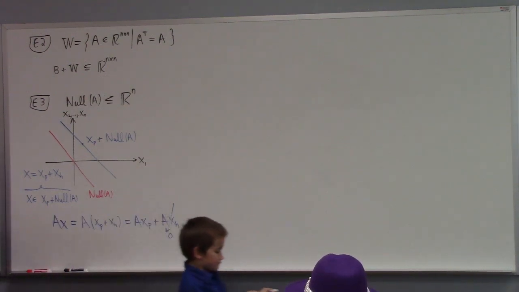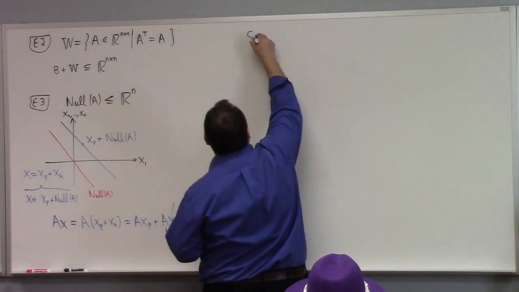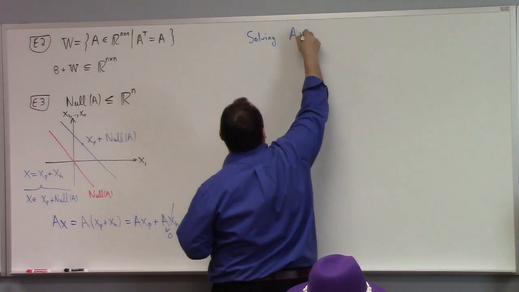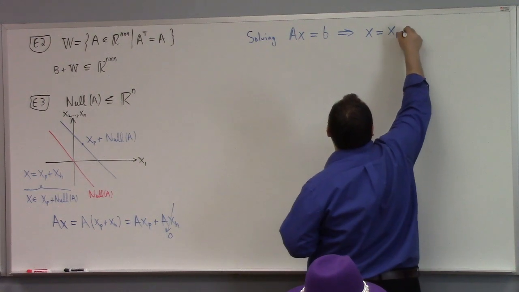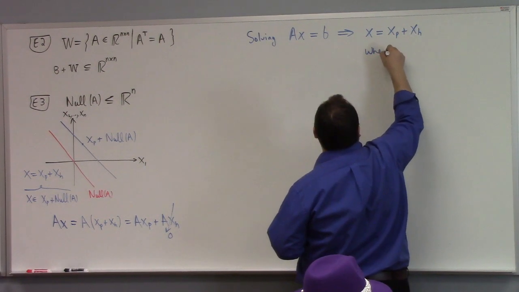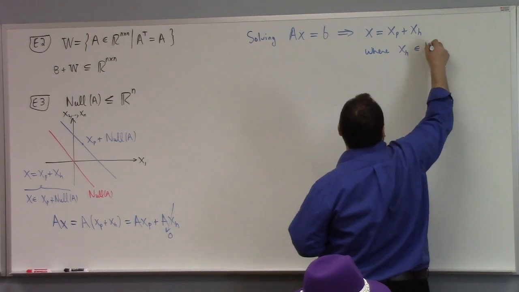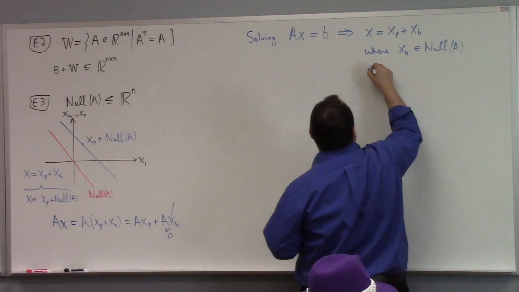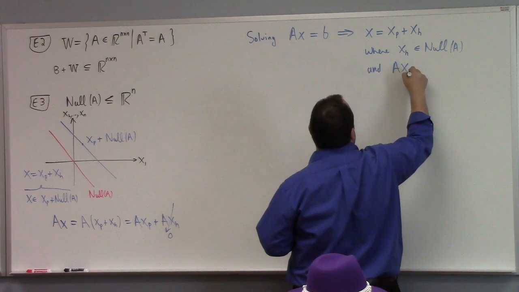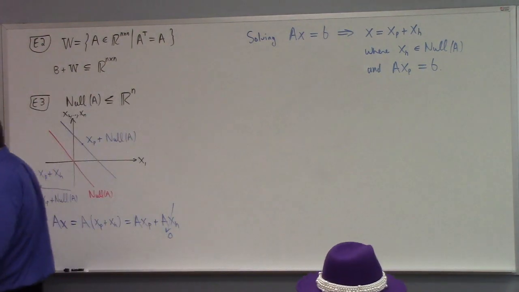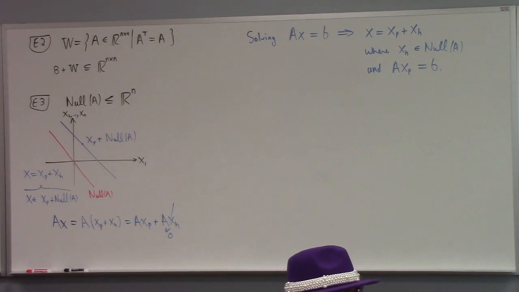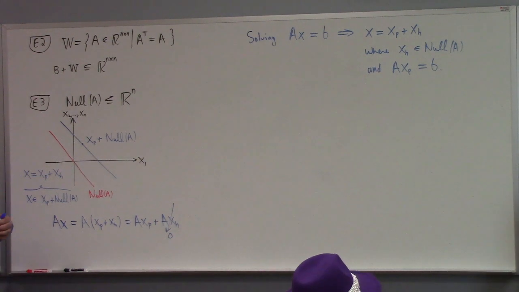If I'm solving, say, AX equals B, then that means I can write x as some xp plus xh, where xh is in the null space of A, right? And A times xp is actually equal to B. So what I'm trying to tell you is that a coset of the null space is exactly the structure of our solution set. Our solution set to a non-homogeneous problem is in fact a coset of the null space. We could look at it that way.